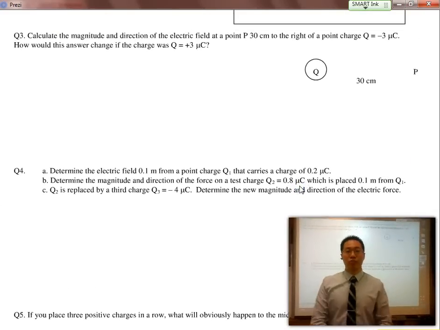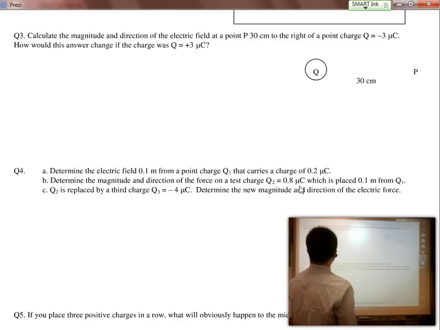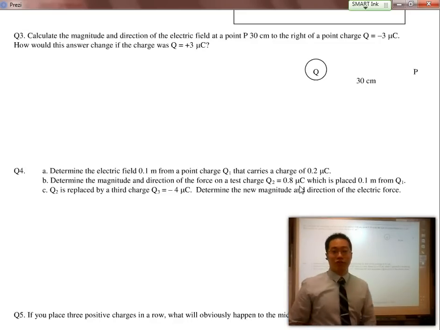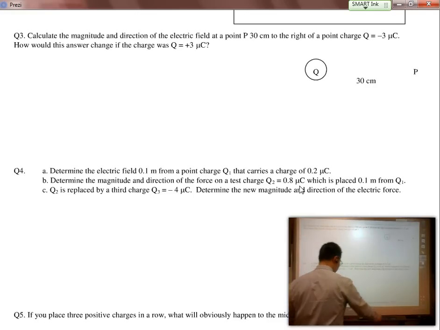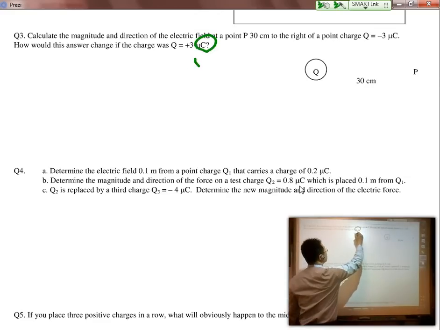Okay. So let's do a quick practice question with this now. Calculate the magnitude and direction of the electric field at a point P 30 centimeters to the right of a point charge Q, which has a value of -3 microcoulombs. Okay. So micro, of course, means times 10 to the -6 coulombs.